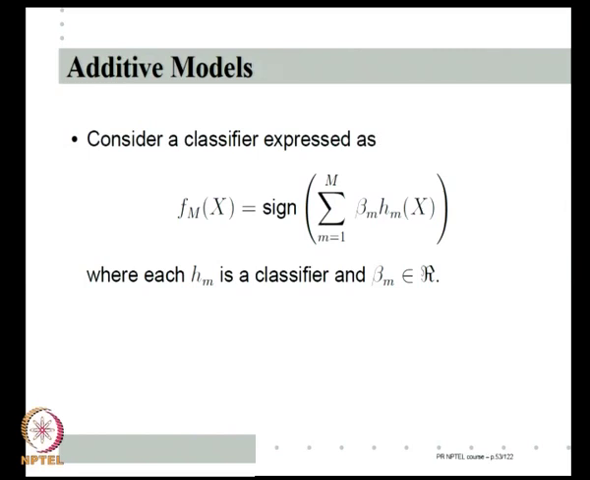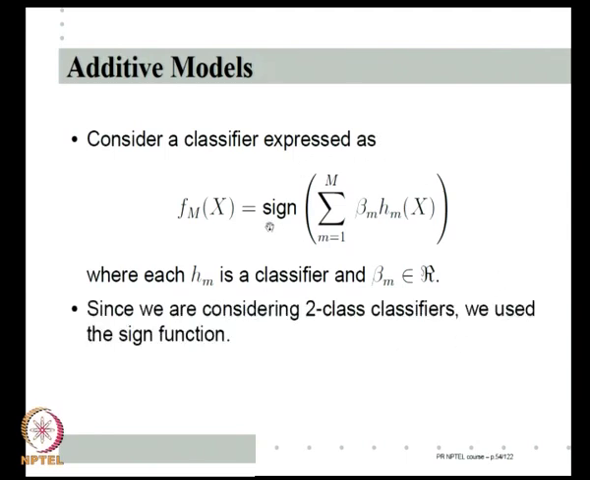So, this is the kind of classifiers we want to consider. f_M of x is the sign of the summation m equal to 1 to M of beta_m h_m(x), where each h_m is a classifier and each beta_m is some real number. Now, we take the sign essentially because we are considering two classes here. We take the sum of all the classifiers and take its sign for our final classifier. But in general, I do not have to take the sign.